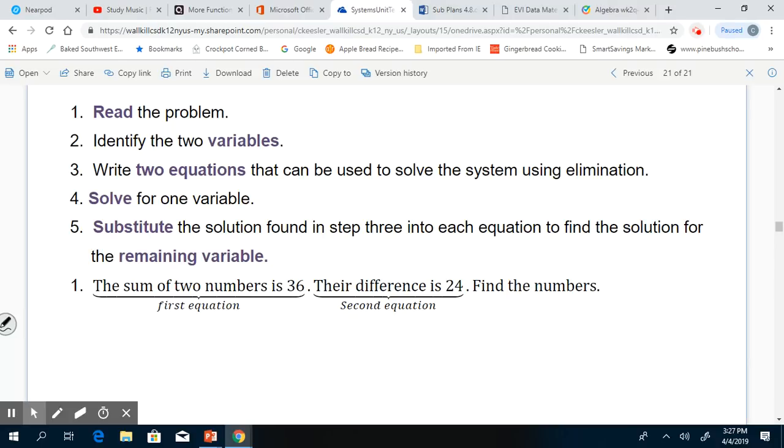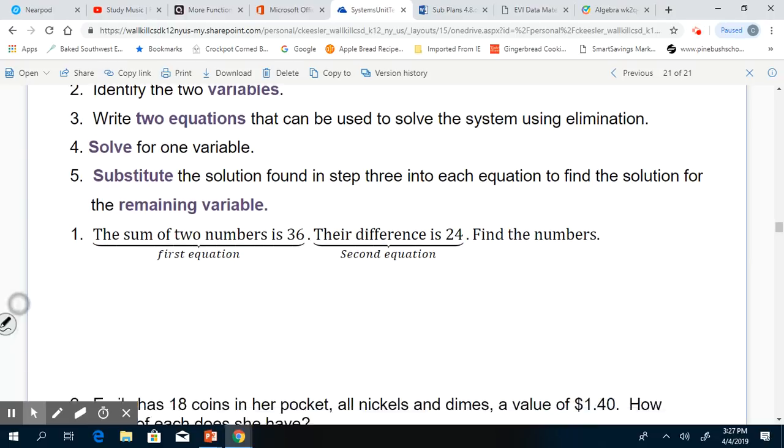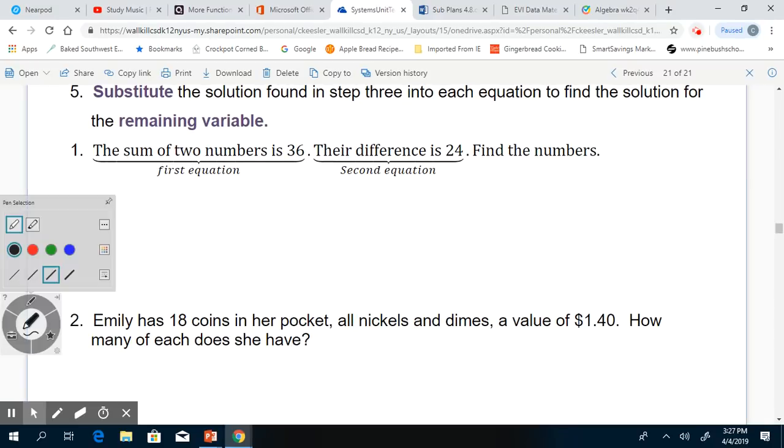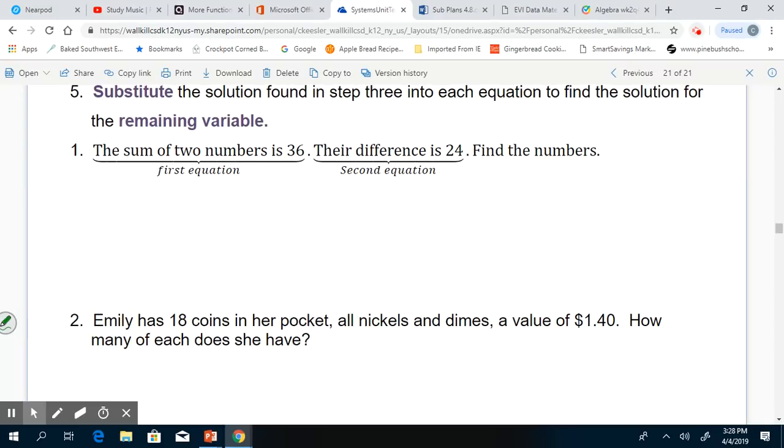So number 1, we have the sum of two numbers is 36, and their difference is 24. Find the number. So in this one, it's kind of highlighted for you what the two equations are. So the first equation is the sum of the two numbers. So let's just say that those numbers are x and y since we don't know them. So x plus y equals 36 is our first equation. Their difference is 24, so x minus y equals 24.